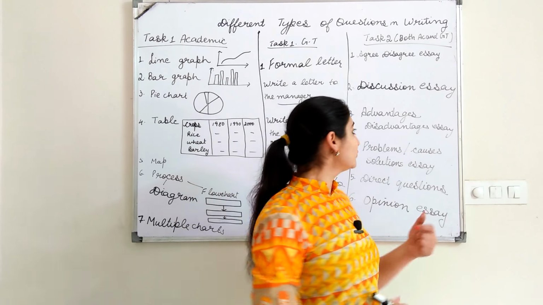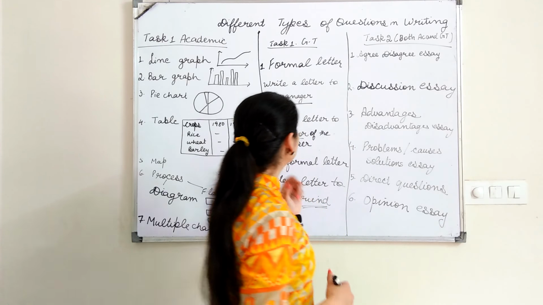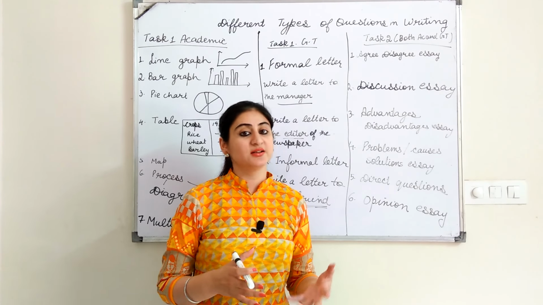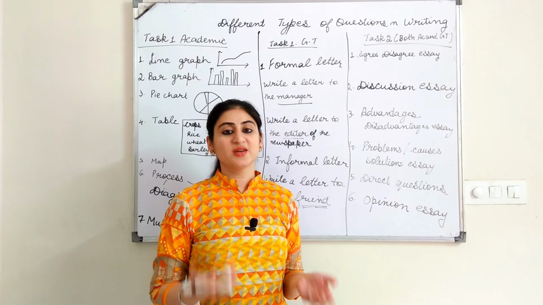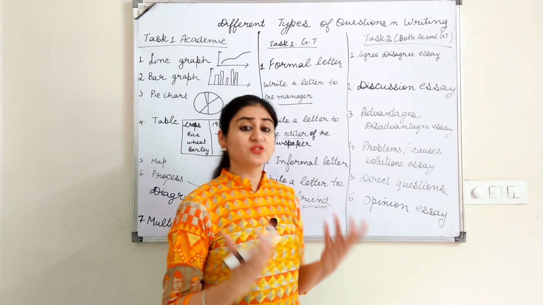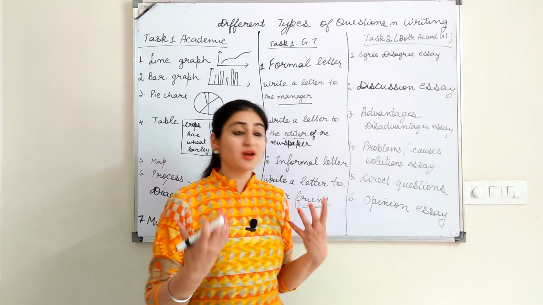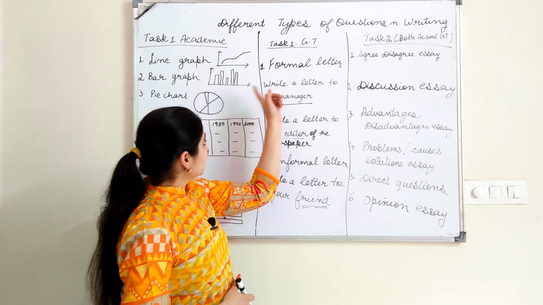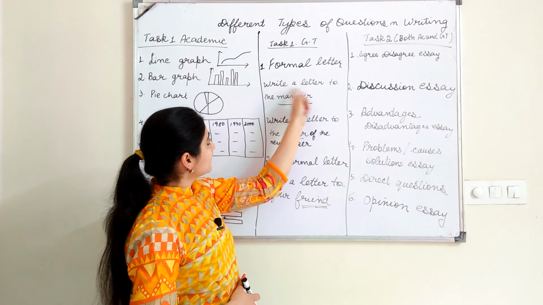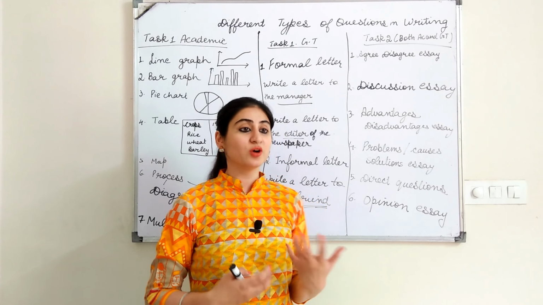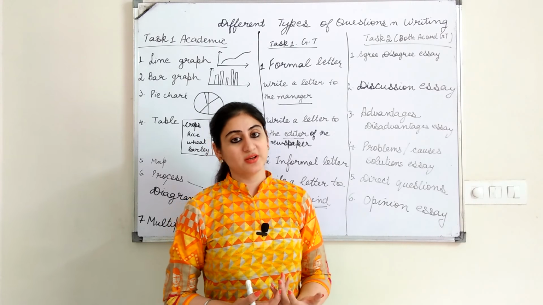Now let's move on to the task 1 general training. General training students get a letter for their task 1, and letter can be formal also, it can be informal also. Formal letter is a letter which is written for some official purpose, and there has to be a formal tone in formal letter. For example, if the letter is like this, write a letter to the manager. So when you are writing a letter to the manager of your company, you have to write a formal letter.